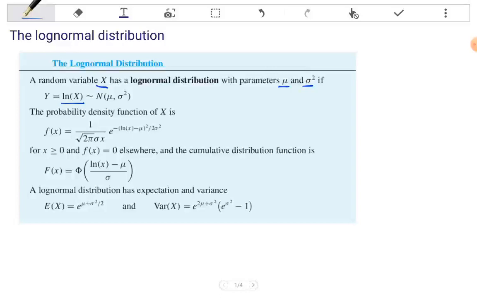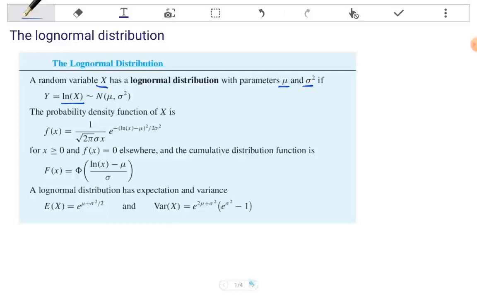Okay, and the cumulative distribution function of it can be found as follows. This capital Phi, remember, is the cumulative distribution function of the standard normal distribution. And the mean and variance of the log normal distribution, of course, are found using expectation. So here is the mean and the variance.